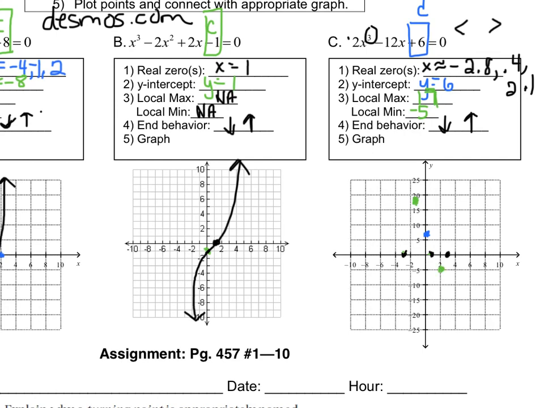Now we can connect these dots with our graph. Goes up, turns around, comes back down through the y-intercept and the 0, through that minimum, and then back up through the 0. And you're done. I know this assignment says 1 through 10, but there's 11 problems, so it's really 1 through 11. Good luck.